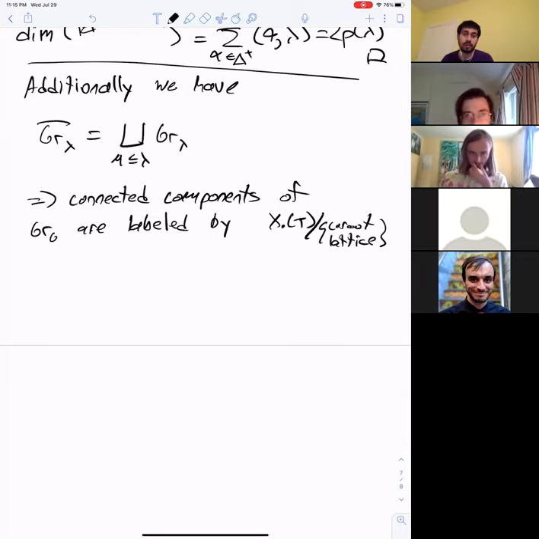And now within a component, any 2 co-weights which have Schubert cells in that same component won't necessarily be related, but there will at least be some weight that's bigger than all of them and some weight that's smaller than all of them. So within the components, we have a stratification.